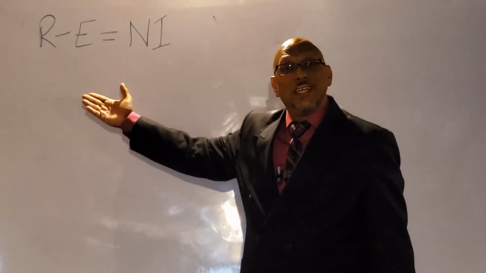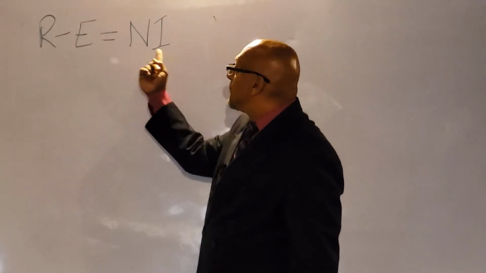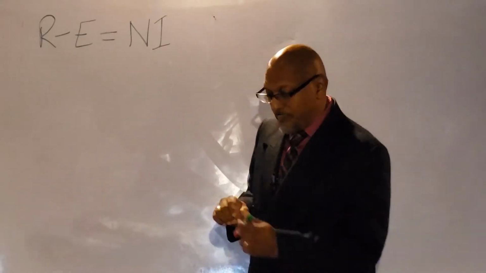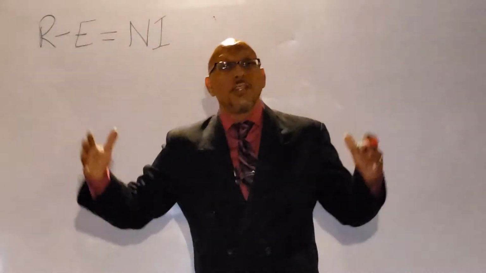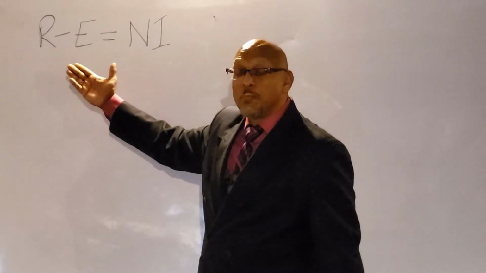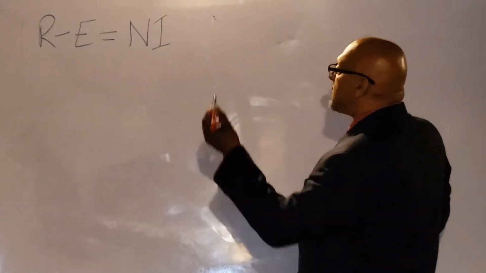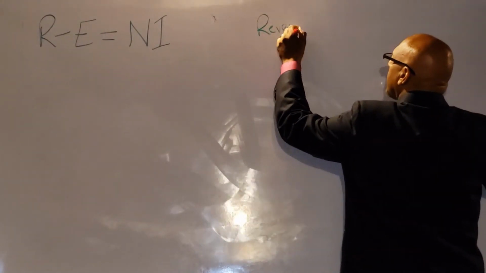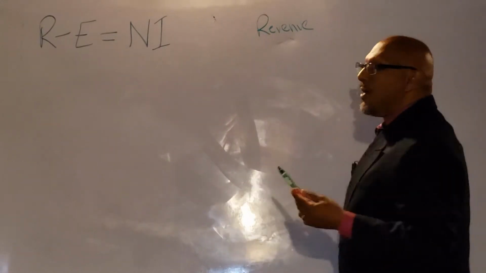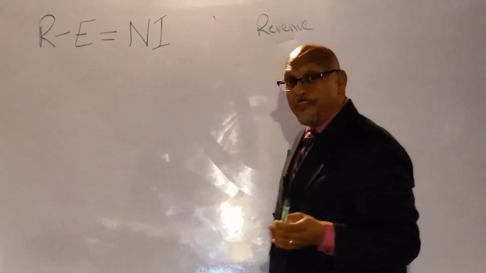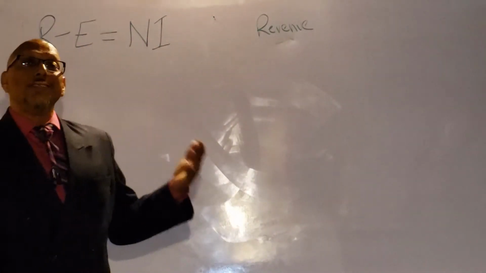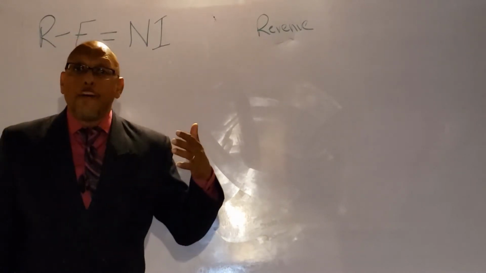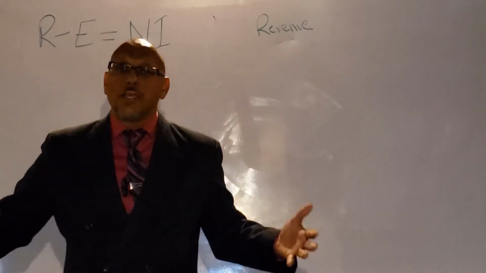Now we're coming to the second equation. R minus E equals NI, which stands for revenue minus expenses equals net income. Well, let's drill down on this one and learn some words from this spoon of alphabet soup. R stands for revenue. Revenue is sometimes called income, sometimes called sales, sometimes called net sales. It's known by different words based on the business that we're talking about.